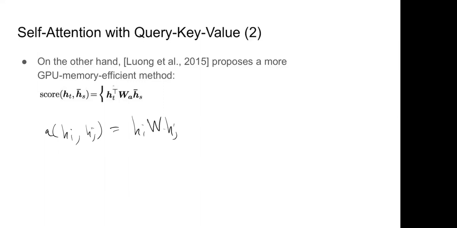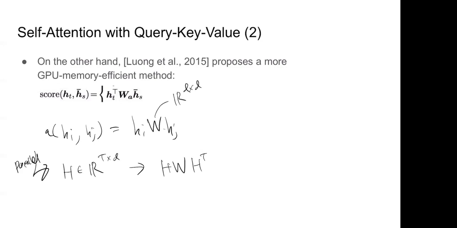Because if we have a really efficient matrix multiplication, then we can parallelize this. Basically, we define h in the real numbers of T times D. Then what we can do is simply h W h transpose, right? Because W will be just D times D, and h is T times D, so h transpose is D times T. So it will be T times D, D times D, and D times T. At the end, what do we get? We get T times T, right?